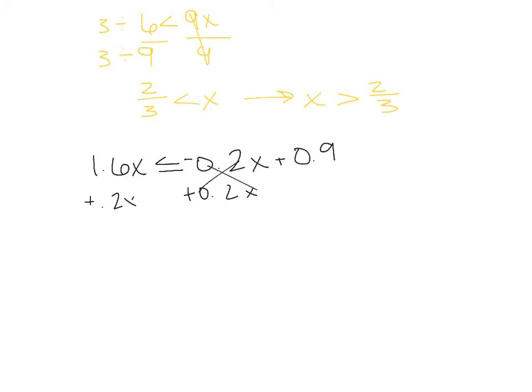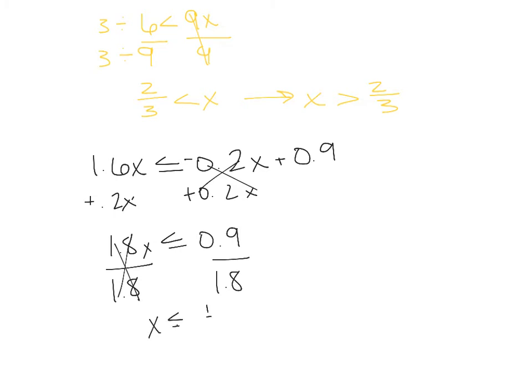Boom, boom, those cancel. So we have 1.6 plus 0.2, which is 1.8x is less than or equal to 0.9. And then we divide by 1.8, 1.8, and x is less than or equal to 1/2, or 0.5. But I don't like 0.5. It makes me sad.